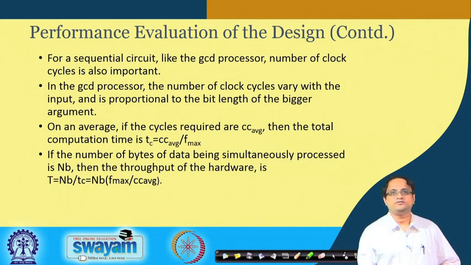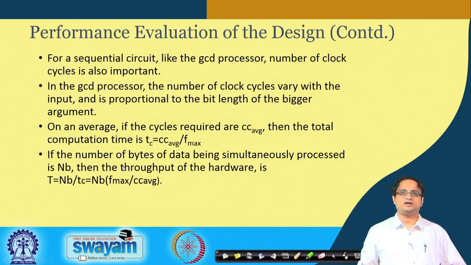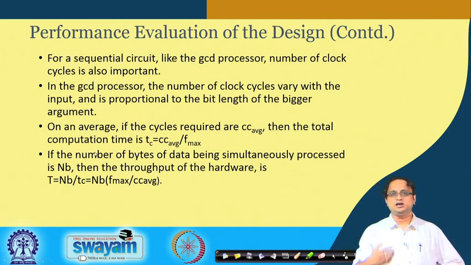If the number of bytes of data being simultaneously processed is NB, then another very important parameter is what is called throughput. In this case, the throughput will be denoted as NB by TC, because TC is the time required to do a computation, and therefore you will get NB into f max by CC average. So, this can denote the throughput of your hardware. When you are making a new design, these are the parameters which you have to quote about your design and show how competitive it is.